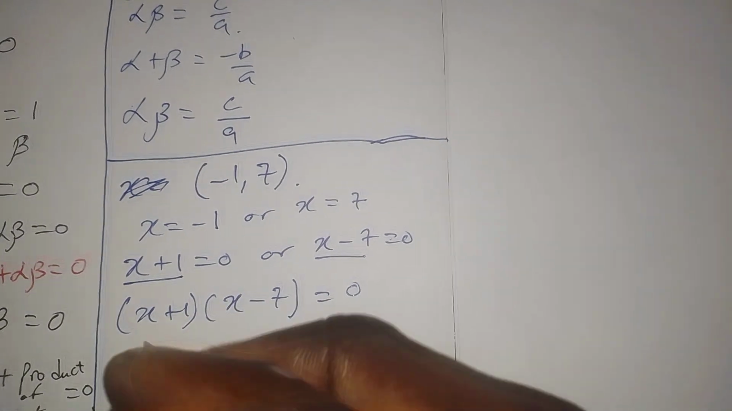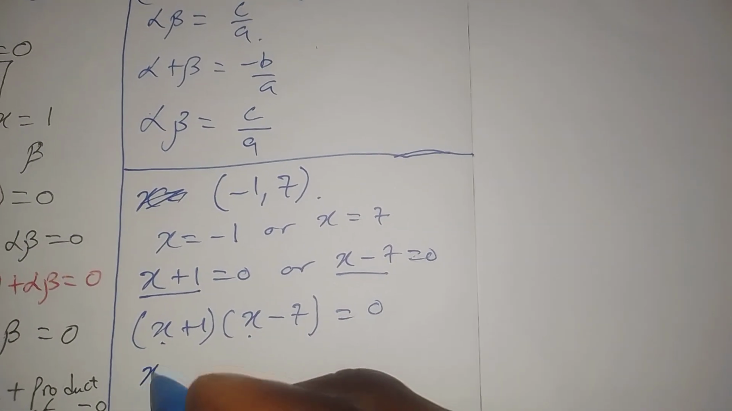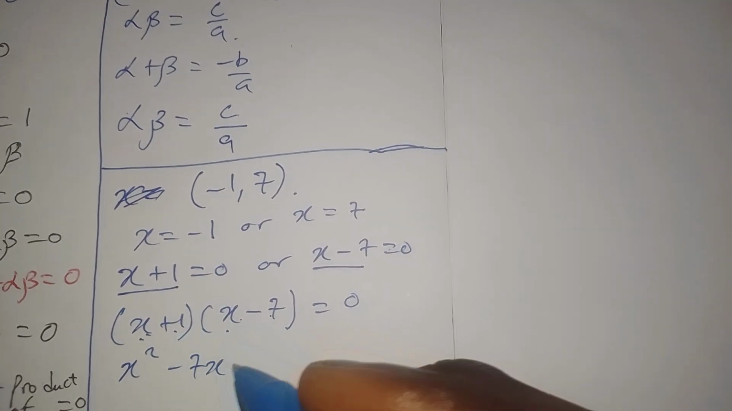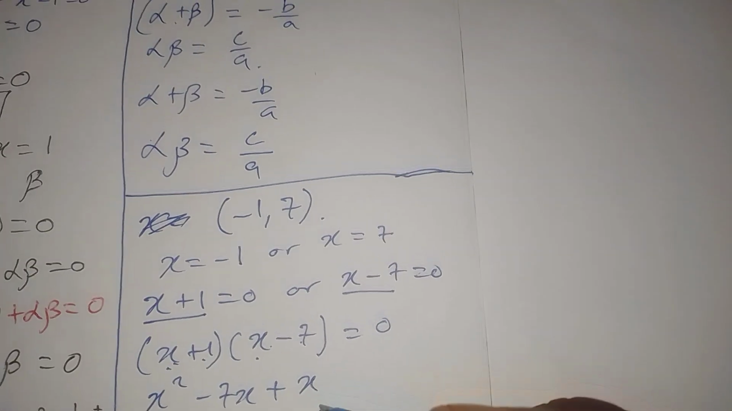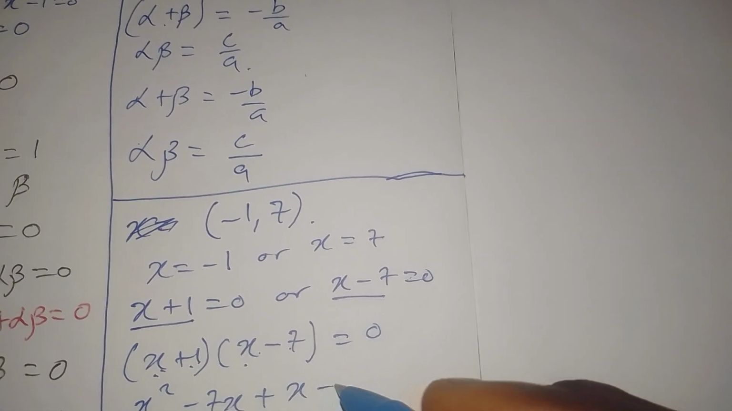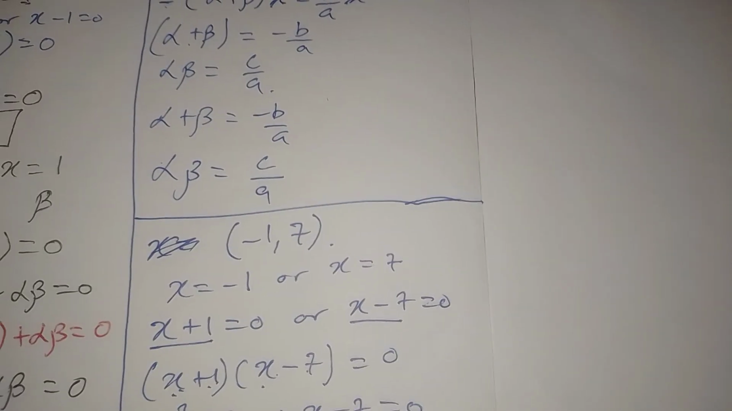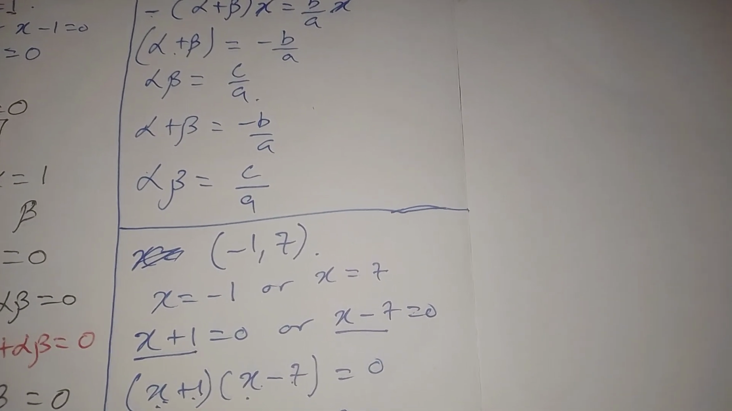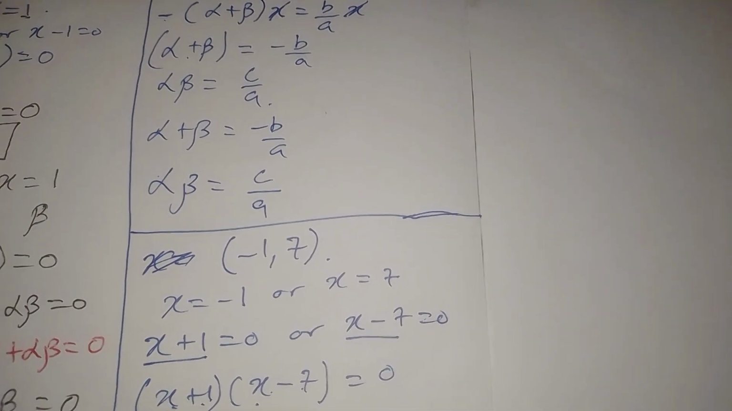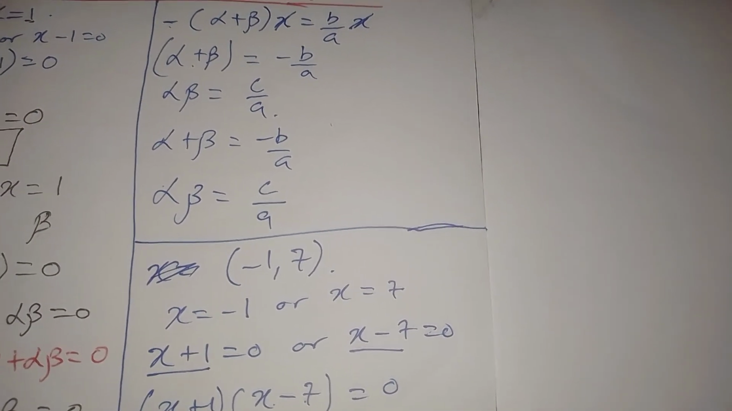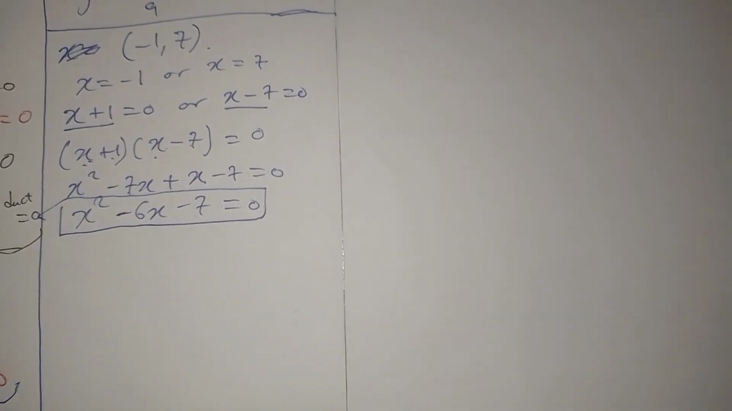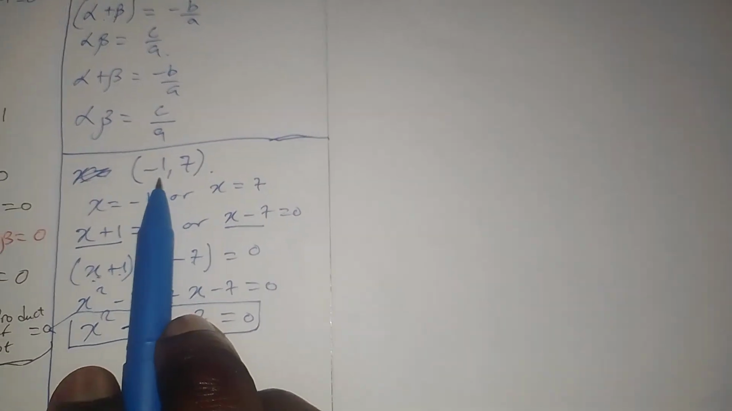Opening the bracket, that's x times x, x square, x times minus 7, minus 7x, 1 times x, plus x, and the last part, 1 times minus 7, equals 0. So that was x square minus 7x plus x, that's minus 6x, minus 7 equals 0, and this is the quadratic equation. If I solve this quadratic equation, the answer I must get is minus 1 or 7.